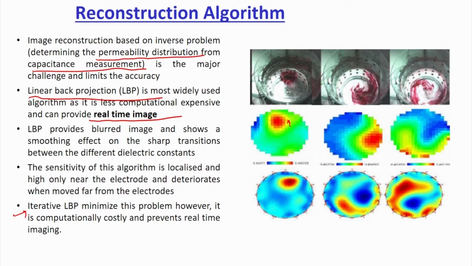So, you will not be able to do the real time imaging. So, that comes at the cost. And that is why, because we can do the real time imaging, we can see what is happening inside my system in real time. Mostly LBP is still being popularly used for the ECT reconstruction. So, this is all about the ECT. If any issues are there, we can again discuss.